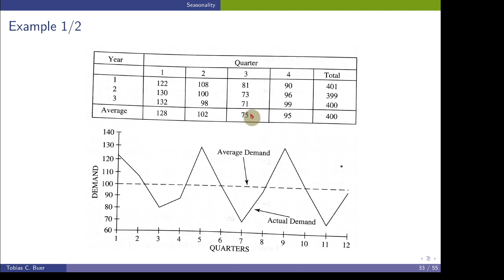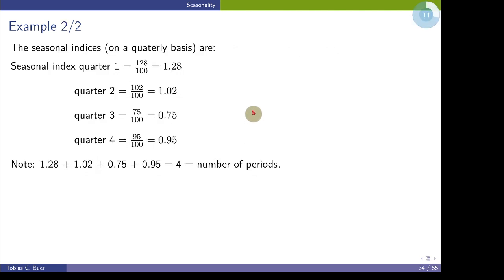The seasonal index for quarter number 3 is 75 divided by 100 equals 0.75. You find these results on the next slide. Here you have it, seasonal index of quarter 3 is 0.75. The average demand in quarter 3 divided by the average quarterly demand, 100, equals 0.75.